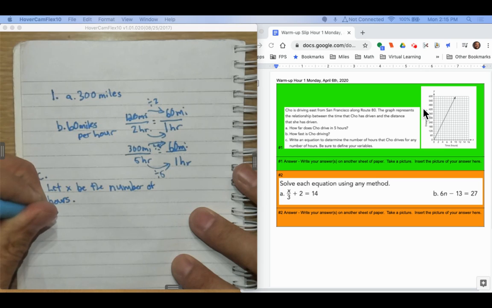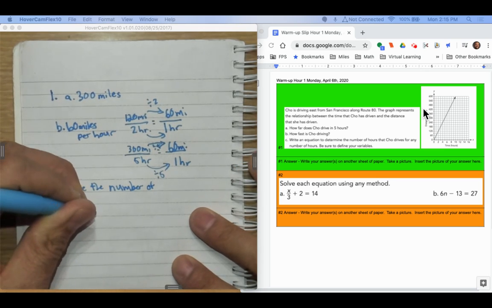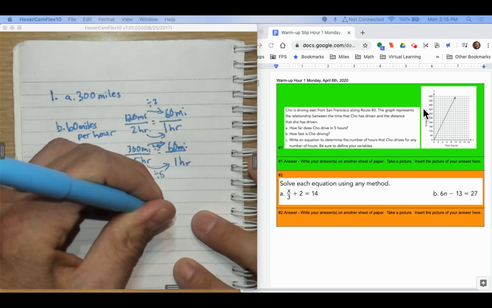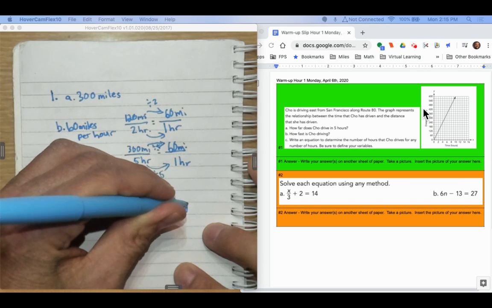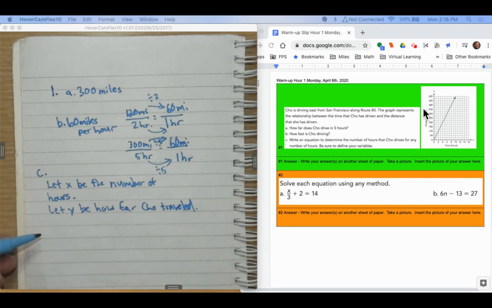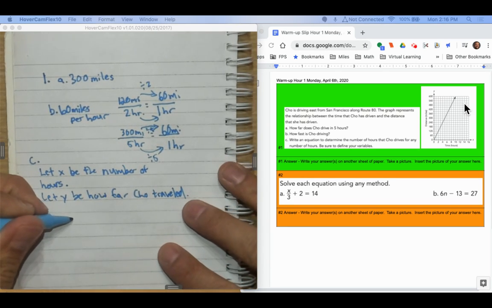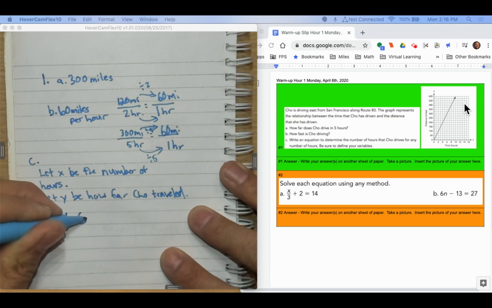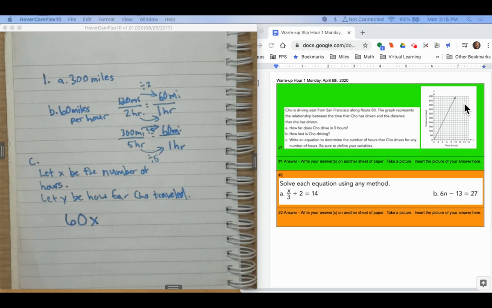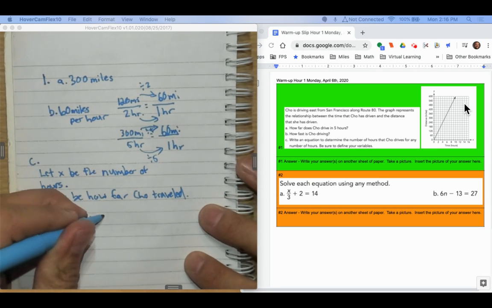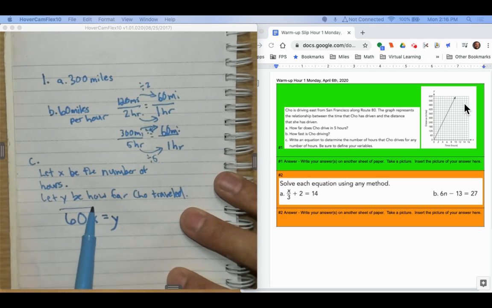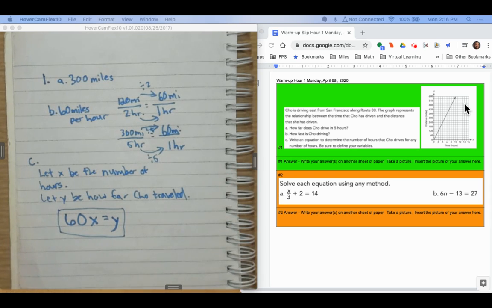And so let Y be how far Cho traveled. Okay. And like I said, you could use different variables there. I'm just lining it up with what's on the graph here after thinking about it for a little bit. And so if you go 60 miles for every hour, you take 60 times the number of hours that you were driving for. And then that's going to equal the total distance that you traveled. And so for C, this is my equation.